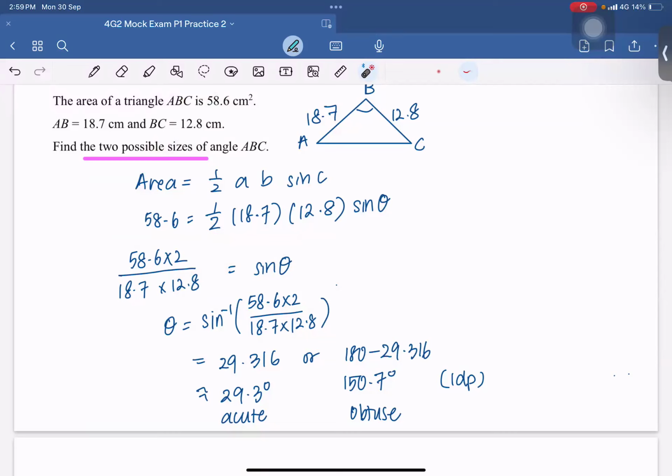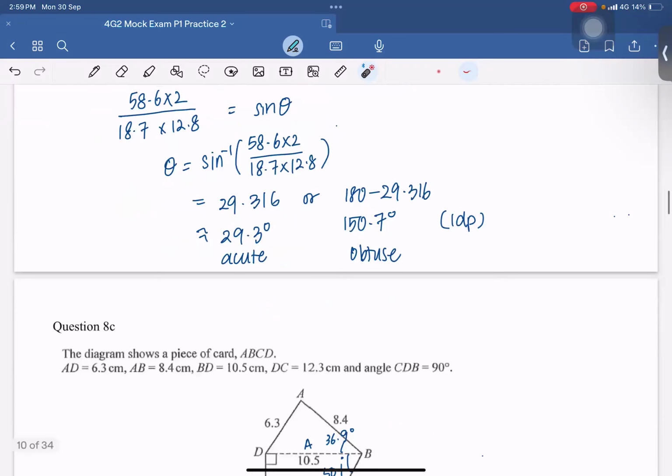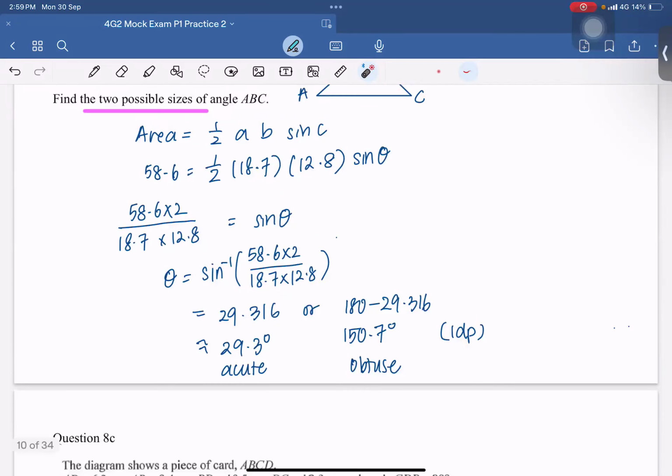Now remember, they want two answers. So the first one is my acute answer. How am I going to get my second answer? 180 minus the answer for acute. Okay, 180 minus this answer. So therefore we get two possible answers.